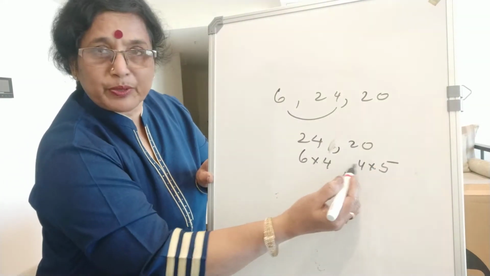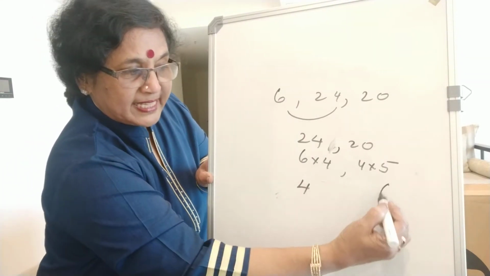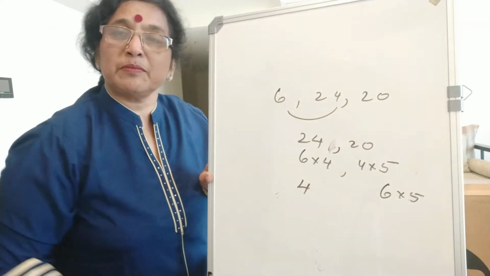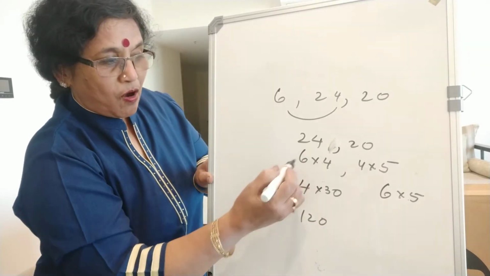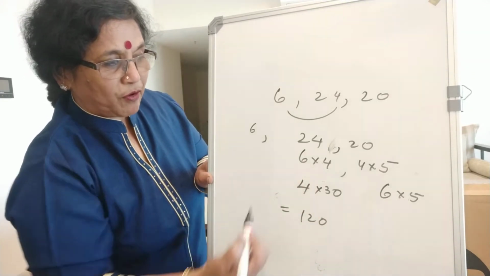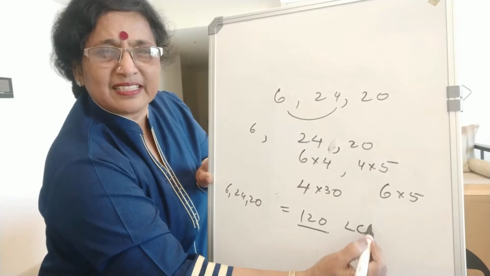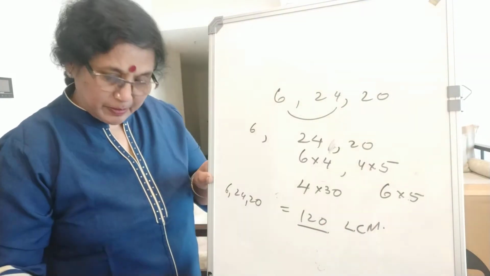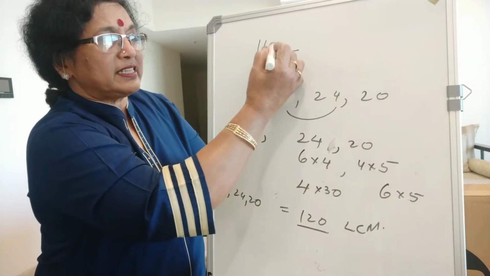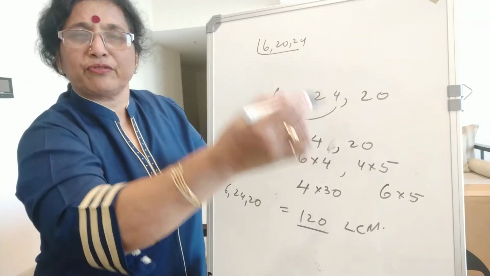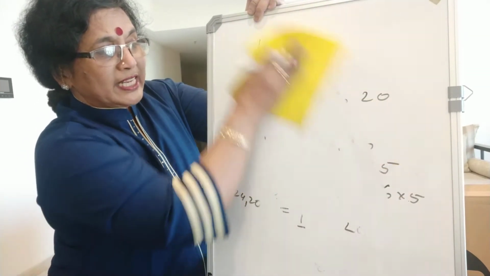So what is common between them? 4. Yes? And now you are left with 6 and 5. So what is the LCM of 6 and 5? 30. So the LCM of 6, 24 and 20 is 30 times 4, this is the LCM. So this becomes faster than doing the traditional way of writing this, then starting with 2 and a 3 and a 4 and then taking the LCM.